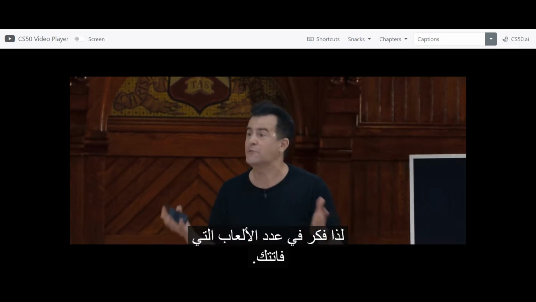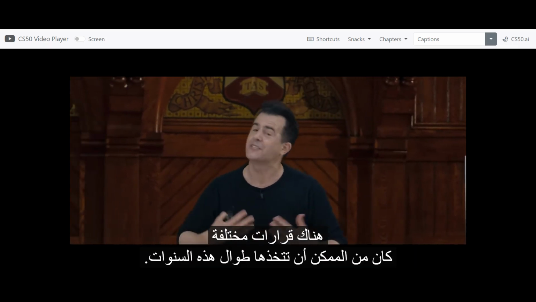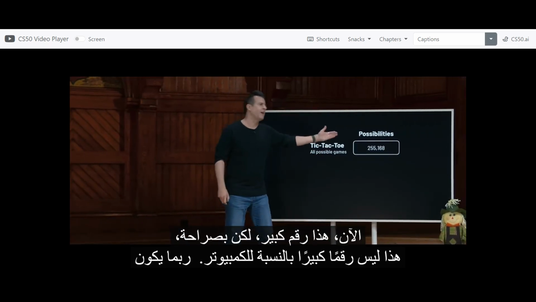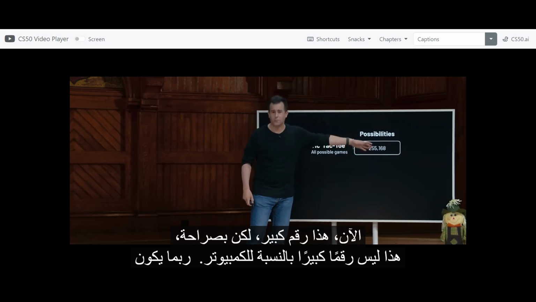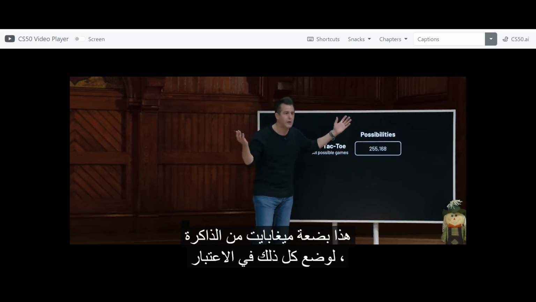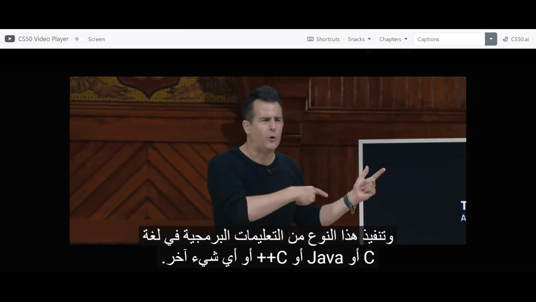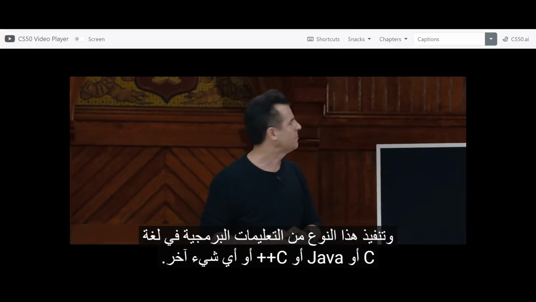And now most of us in our lifetime have probably not played tic-tac-toe that many times. So think about how many games you've been missing out on. There are different decisions you could have been making all these years. Now, that's a big number. But honestly, that's not a big number for a computer. That's a few megabytes of memory maybe to keep all of that in mind and implement that kind of code in C or Java or C++ or something else.